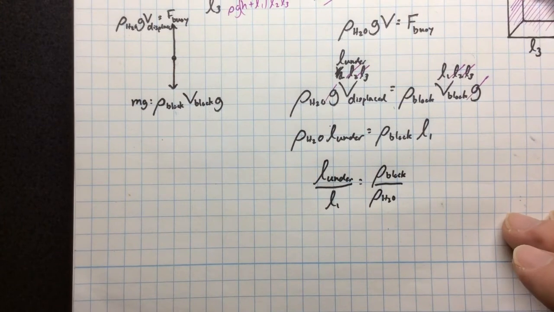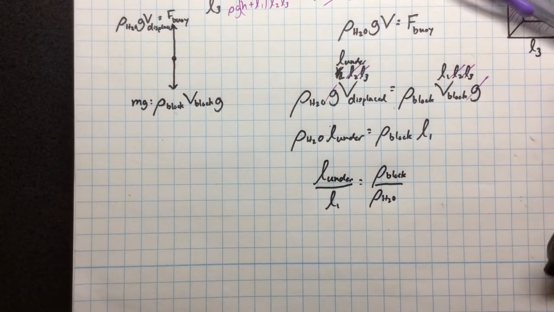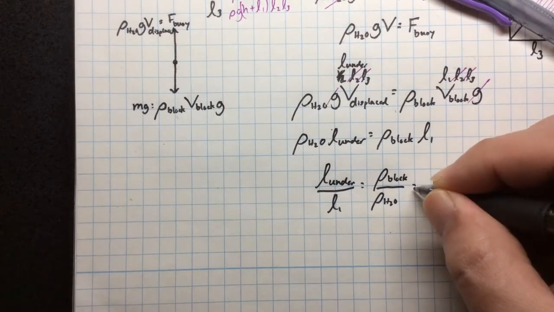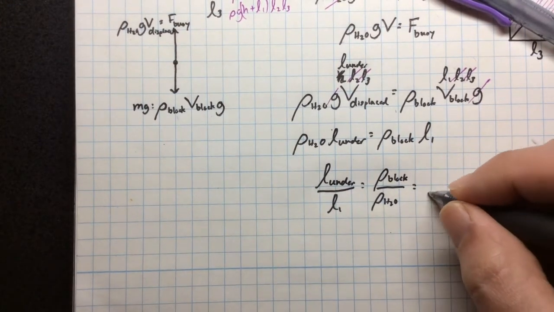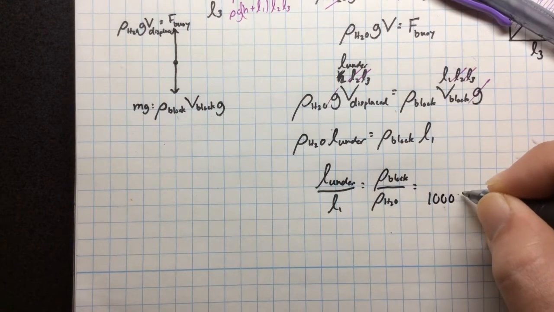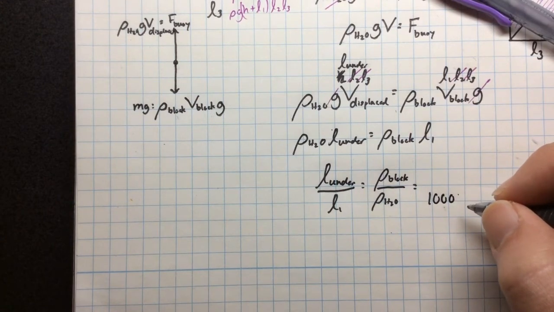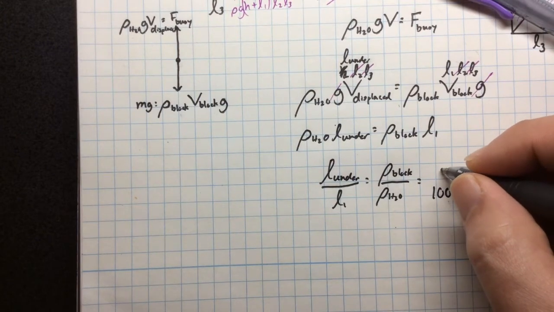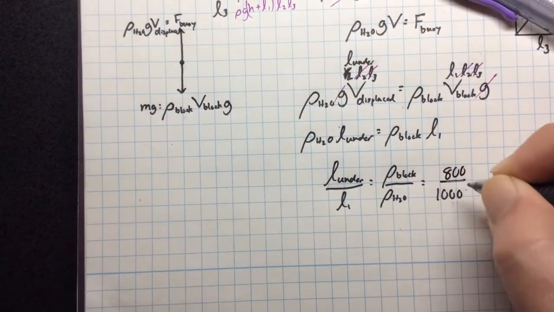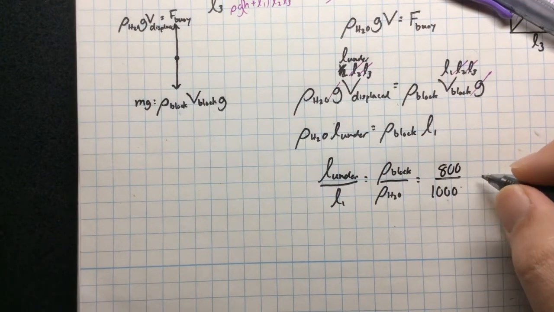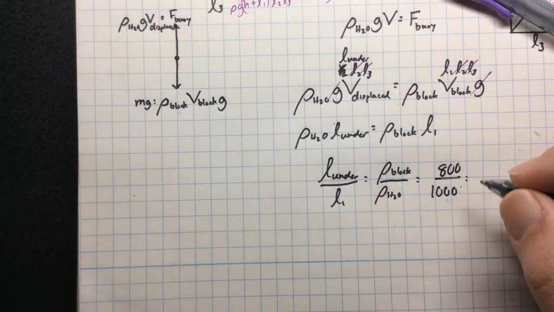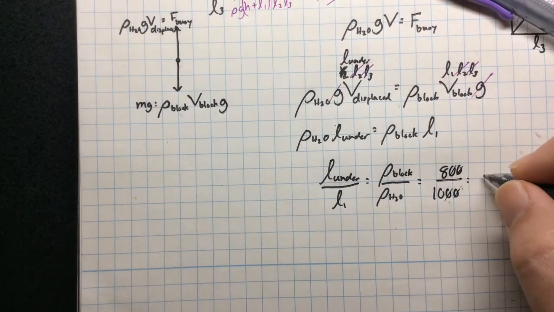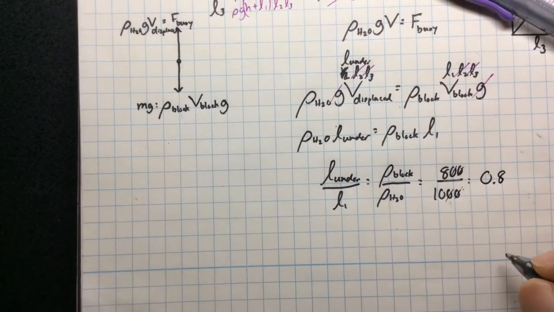And the reason why that's neat is this. Let's just run a little practice here. The density of water is 1,000 kilograms per meter cubed, standard density of water. If we say the density of the block is like 800, then that tells me that the ratio is going to be 0.8, right? Cancel, cancel, cancel, cancel. 8 divided by 10, that's 0.8.